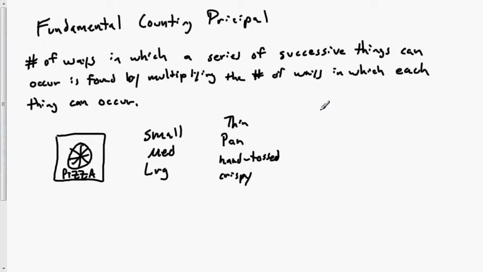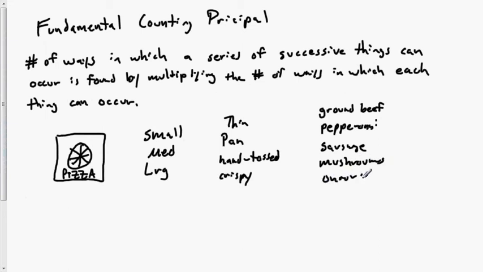So you can get ground beef. You can get pepperoni. You can get sausage. You can get mushrooms. You can get onions. And then you can get bacon.